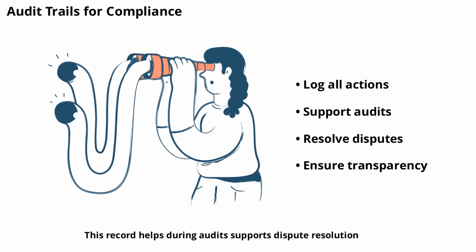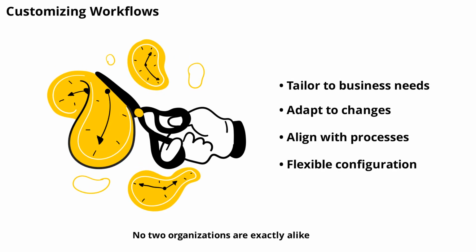This record helps during audits, supports dispute resolution, and demonstrates adherence to company policies and regulations. No two organizations are exactly alike, so your workflow should be customizable. Subscription billing software often allows you to tailor workflows to fit your business rules, approval chains, and reporting needs. Customization ensures that the workflow aligns with your unique processes and can adapt as your business evolves.